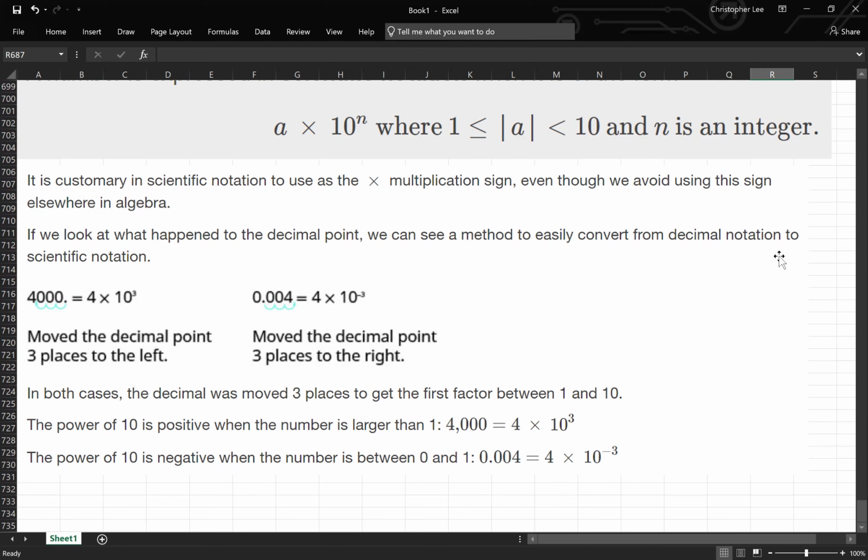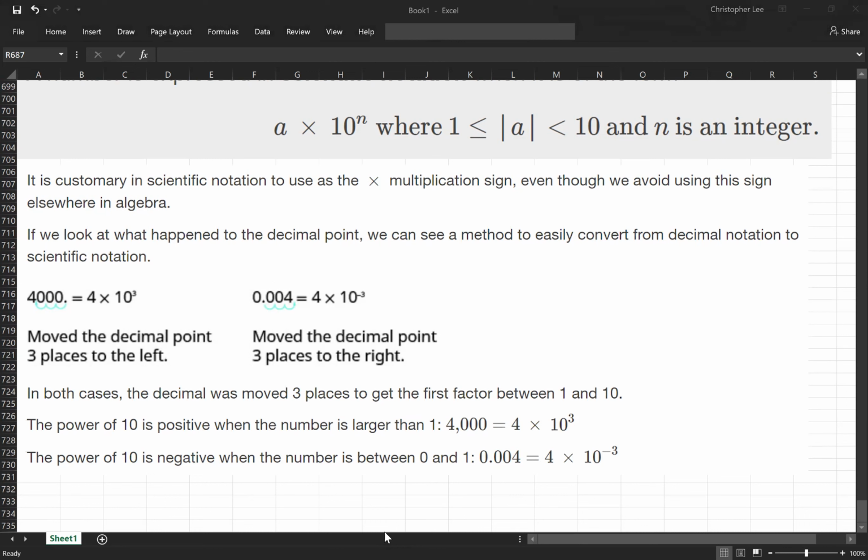So in both cases, the decimal moves 3 places to get to the first factor, which is between 1 and 10. The power of 10 is positive when the number is larger than 1, like 4,000. So 4 times 10 to the third. The power of 10 is negative when a number is between 0 and 1. So 0.004 is equal to 4 times 10 to the negative third power. All right? And in a nutshell, that's what we're going to be playing with in our homework.